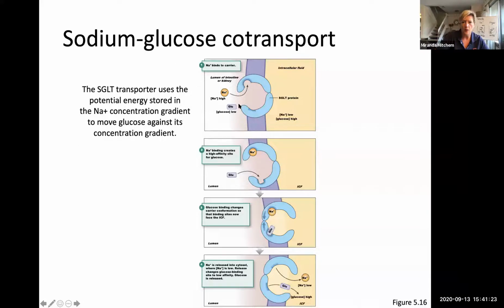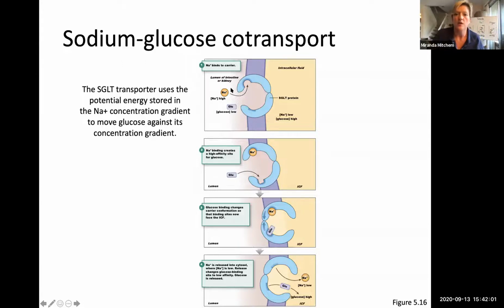And when sodium binds, notice that there's no binding site for the glucose yet. But when sodium binds, now we get a binding site for glucose. So glucose comes in and binds, and that induces the conformational change. And now our cotransporter is open to the intracellular environment where the sodium and the glucose are released. So there's no breakdown here of ATP anywhere.